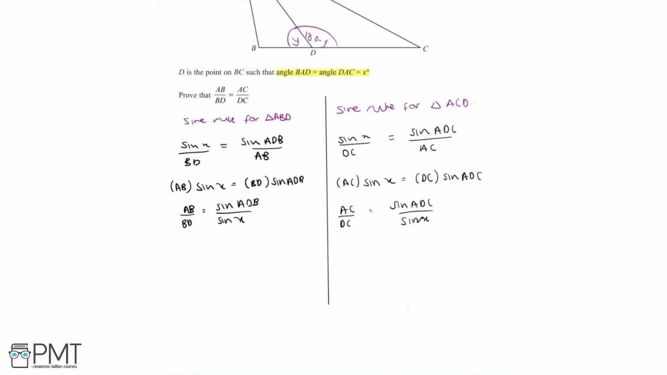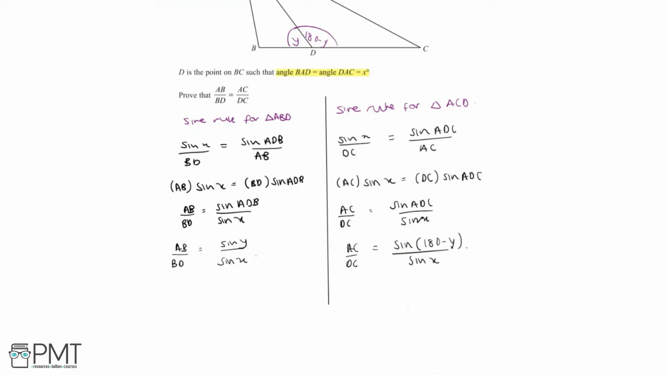And so let's show this in our expressions. We can say that AB over BD is equal to sine ADB over sine x, but we said that angle ADB is equal to y. And so this becomes sine y over sine x. We can do the same for AC over DC. We have angle ADC, but we said that angle ADC is equal to 180 take away y. And so we can say that sine ADC is sine 180 take away y, and then we have the same denominator of sine x. And so we have two expressions for AB over BD and AC over DC. And so we need to show that these two expressions are equal.